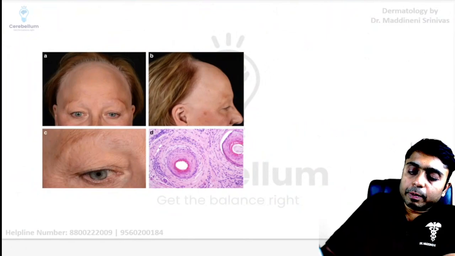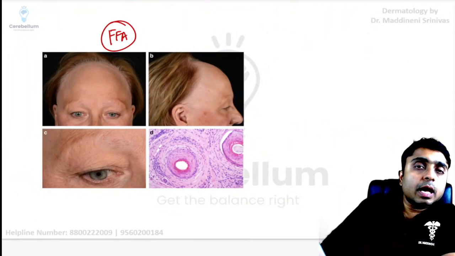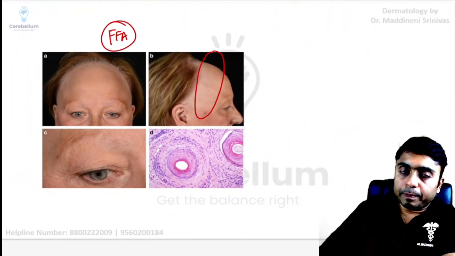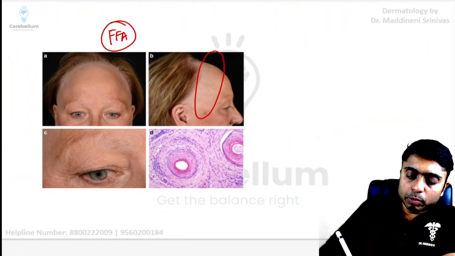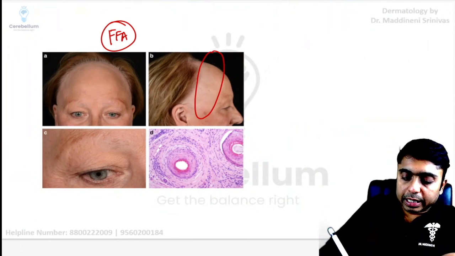Few points about the frontal fibrosing alopecia which you need to remember. There is going to be a frontal band of scarring alopecia seen in these patients, and most importantly, you are able to see that there is absence of the eyebrows in these patients, which is referred to as madarosis.